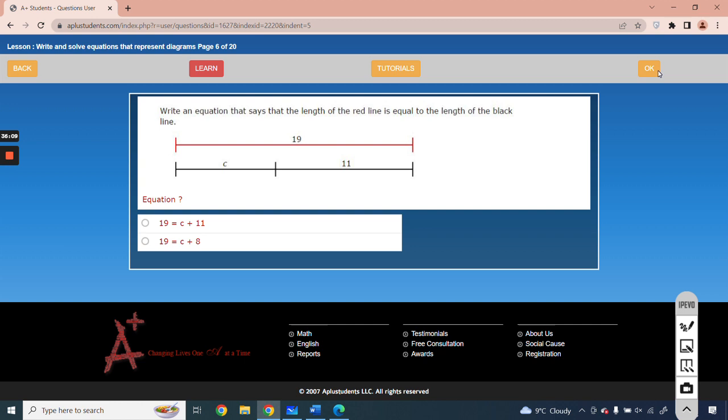Write an equation that says the length of the red line is equal to the length of the black line. So which of the options is the correct one? The length of the red line is 19 and the length of the black line is C plus 11. Got it? So the correct option is 19 equals C plus 11. Got it? Option number 1 is the correct option. 19 equals C plus 11.